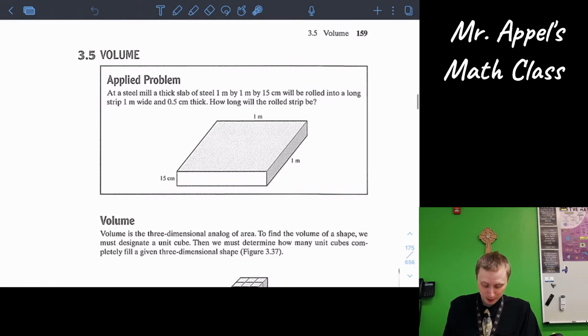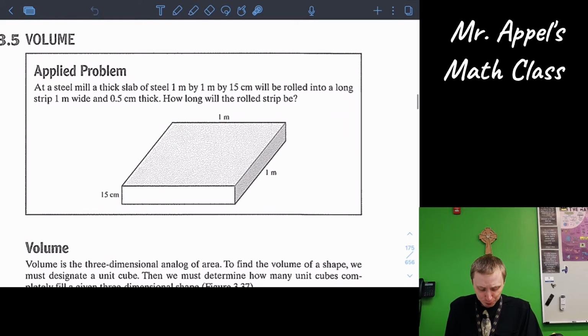Here's our applied problem to get us thinking. At a steel mill, a thick slab of steel 1 meter by 1 meter by 15 centimeters will be rolled into a long strip 1 meter wide and 0.5 centimeters thick. How long will the rolled strip be?